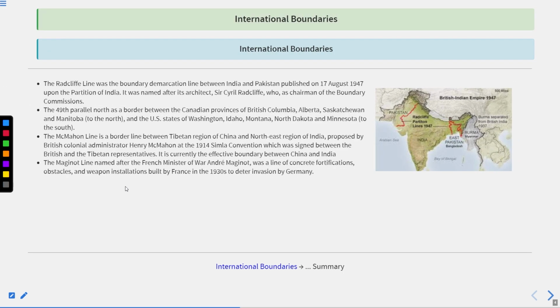After understanding this, now let's begin with the first. The first is the Radcliffe line. The Radcliffe line is actually the boundary demarcation line between India and Pakistan that was published on 17th August 1947 upon the partition of India, and it is named after its architect Sir Cyril Radcliffe, who was chairman of the Boundary Commission.